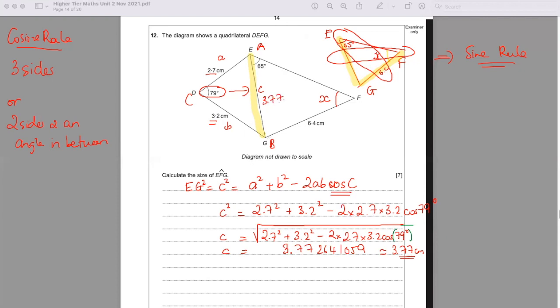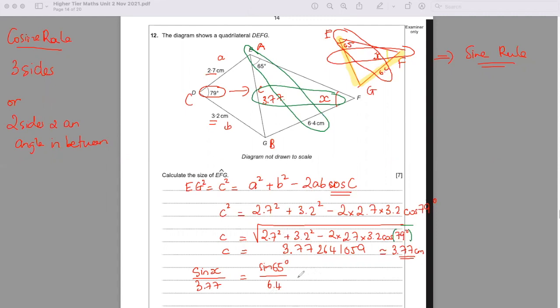Now, remember that we're talking about a pair, an angle and the opposite side, and an angle and the opposite side here. Okay, so we're going to use the sine rule. So the sine rule says sine of that angle X over the opposite side, which is 3.77, will be equal to sine of the other angle, which is 65 degrees, divided by 6.4, the opposite side.